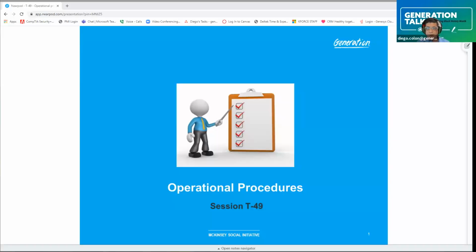Today's first session is operational procedures. As IT professionals, we are expected to be experts in keeping computers and networks running smoothly. The operational procedures provide guidance on proper ways to get various tasks accomplished.